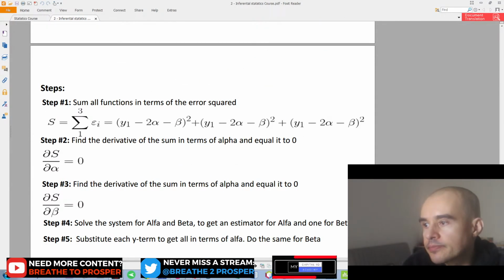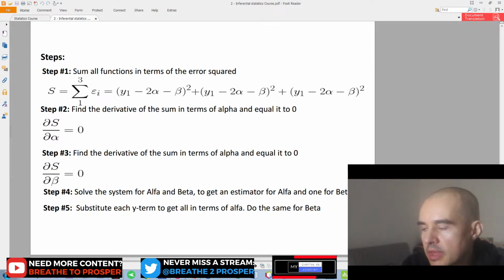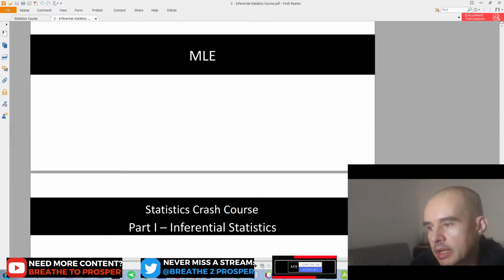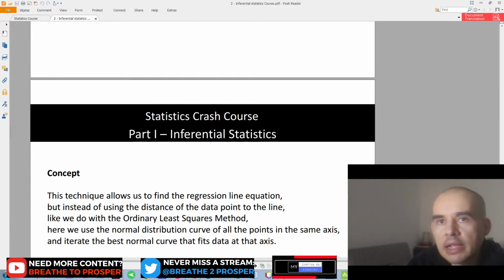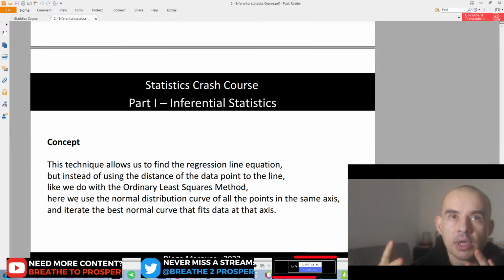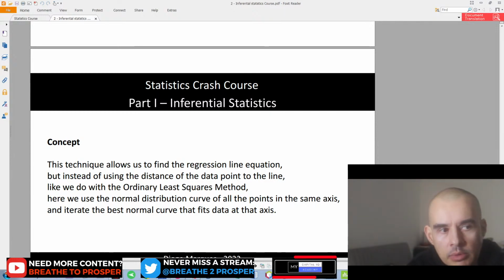Step 1, this is how you do it. You get the errors, the summation of the errors. You get all the values inside. Then you find the derivative of the sums in terms of alpha equal to 0, and do the same thing for beta as well. Then substitute each term and you get the expected values. The maximum likelihood estimator, and again, the whole point of this is not doing a bunch of math today, just to show you the key concepts so that later on we can work on the problems.